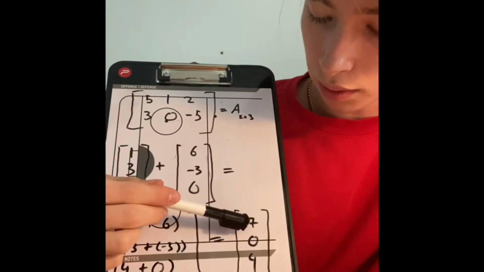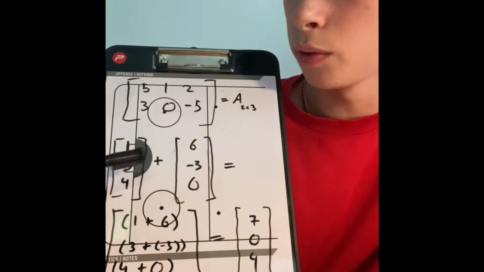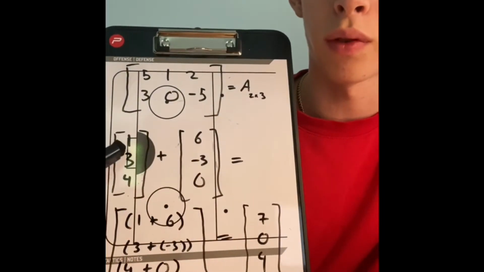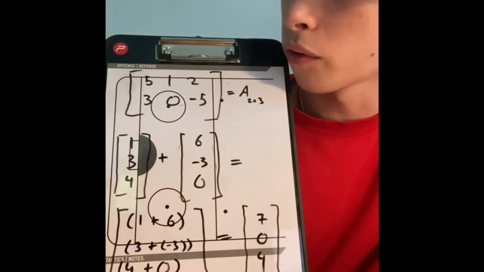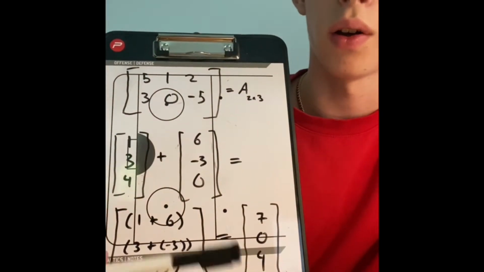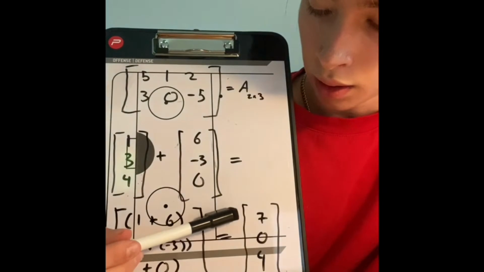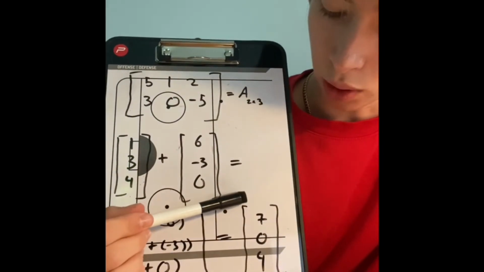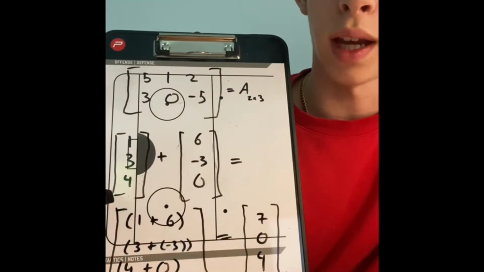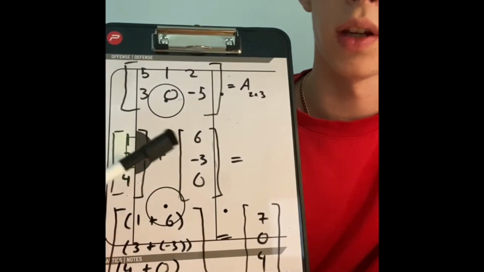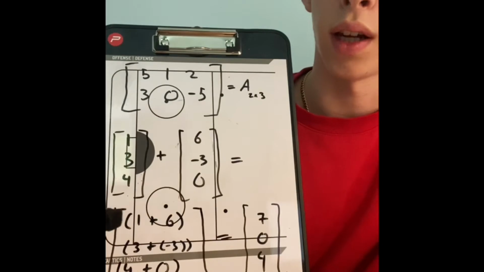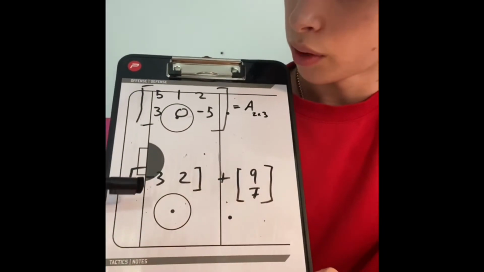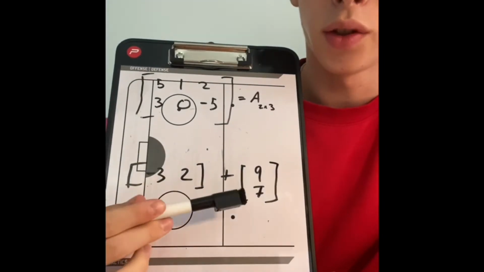It's 7, 0, 4. So these 2 matrices added together, with 3 rows and 1 column, also give a 3-row, 1-column matrix at the end. So you always have to match the rows and columns in the matrices and add them together. Just to explain again, we want to add these 2 together.